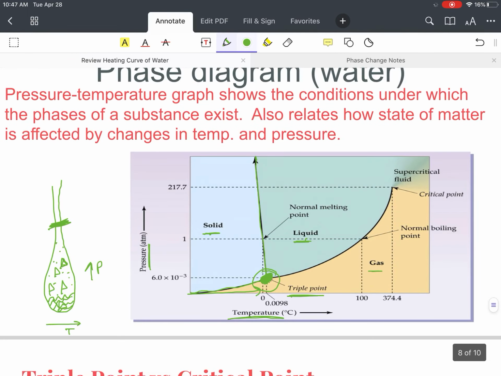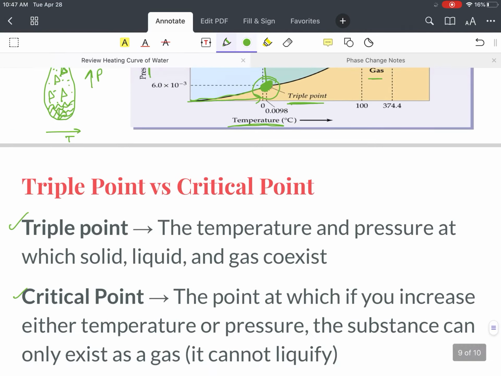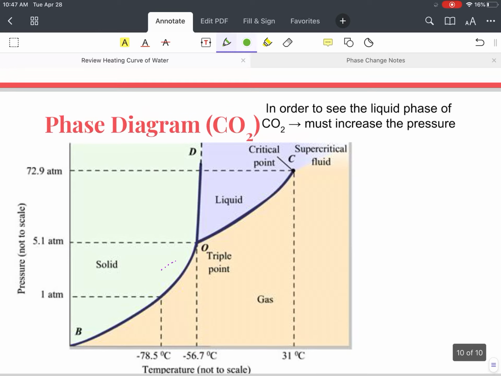Oh, I didn't tell you the critical point. Critical point, that's this little dot right up here. Basically, that's the point where it doesn't really matter. Anything after this point, it's going to be a gas. That's why I call it a critical point. You'll see supercritical fluid. That means that it's a liquid, but it is almost a gas. If I increase the temperature or pressure anymore at this point, it'll automatically turn into a gas. Okay, so that's all that really means.